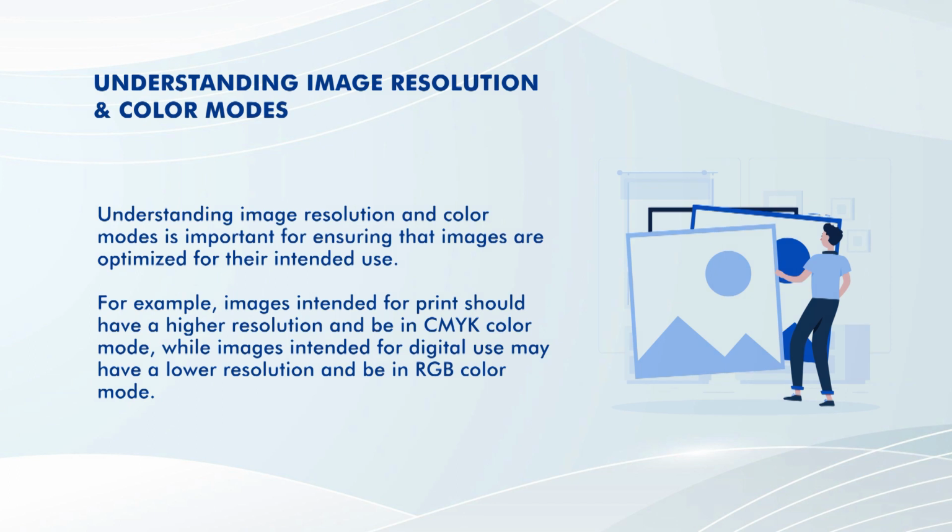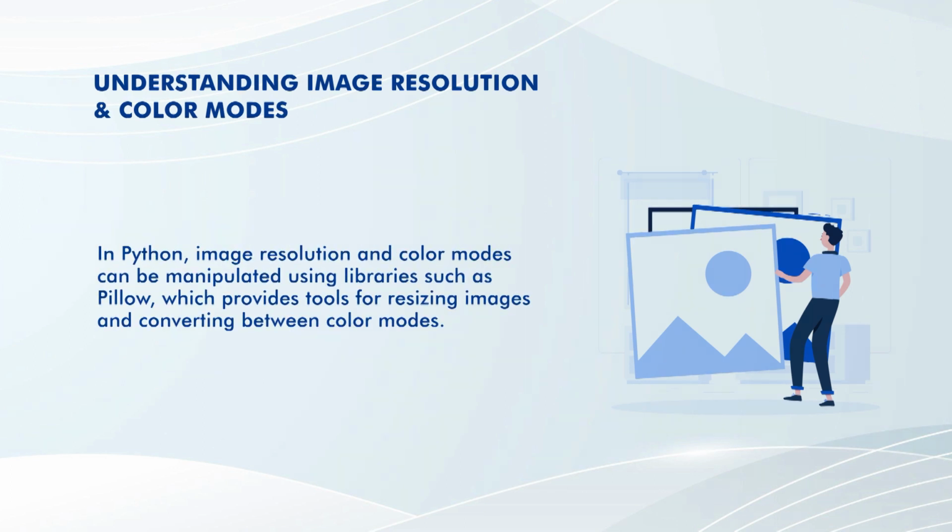Understanding image resolution and color modes is important for ensuring that images are optimized for their intended use. For example, images intended for print should have a higher resolution and be in CMYK color mode, while images intended for digital use may have a lower resolution and be in RGB color mode. In Python, image resolution and color modes can be manipulated using libraries such as Pillow, which provides tools for resizing images and converting between color modes.